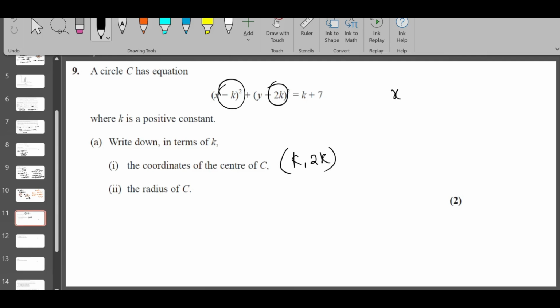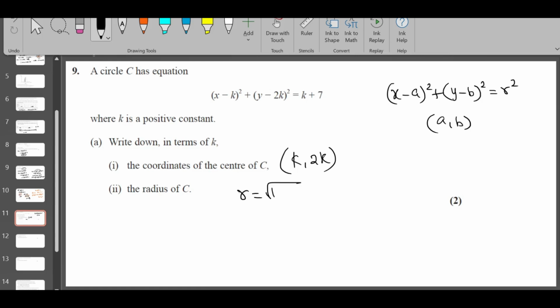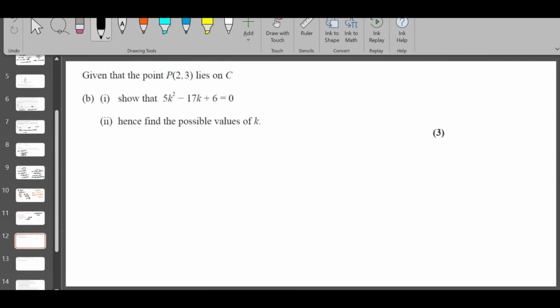Because the general equation of the circle is (x minus a) whole square plus (y minus b) whole square is equal to r square, where the center is (a, b) and the radius is the square root of this r. Radius r is equal to the square root of k plus 7. That's all, just a 2-mark question. Let's move on to part B.